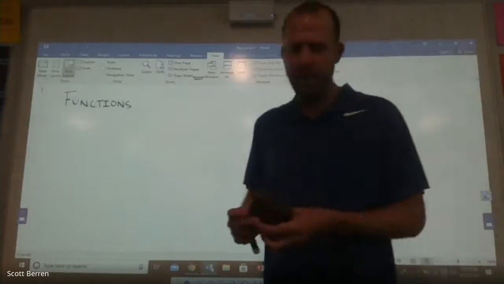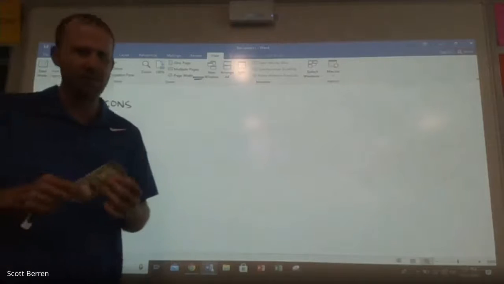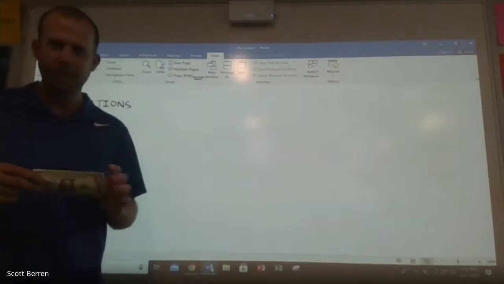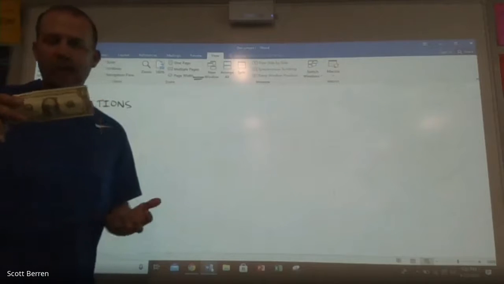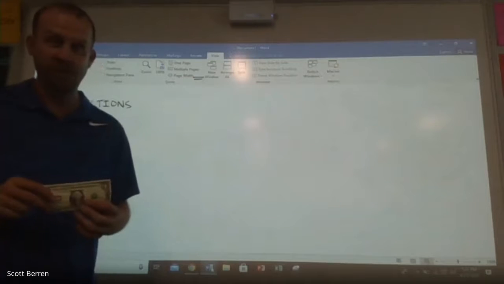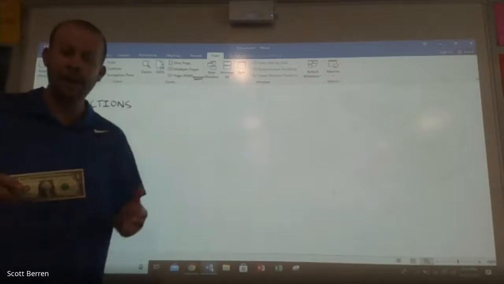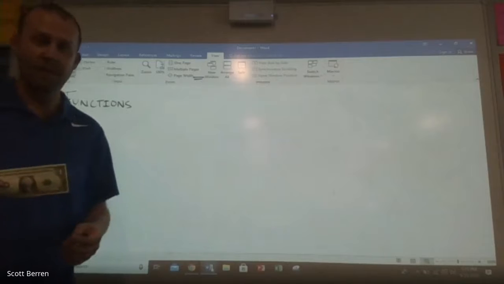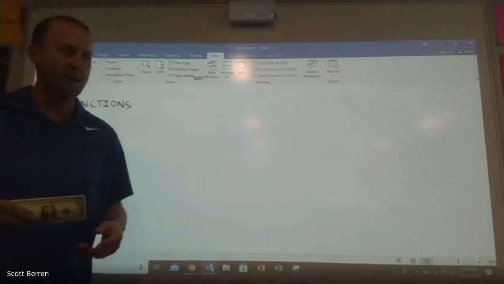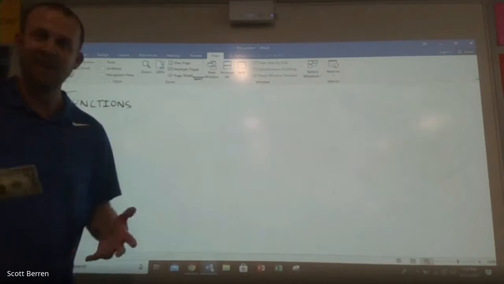I have my wallet over here, and let's say that I had a dollar bill in here. And let's say I were to go to the soda machine outside. How many sodas would I get for this dollar? Well, I'd get one soda for it because that's how much the soda machine costs. Every time I put a dollar bill in, I'd get one soda. I could get a different kind of soda, but I get one soda for my dollar bill. I couldn't get two sodas for it. I couldn't put it in and get half a soda. I get one soda for this dollar. That's what a function is.